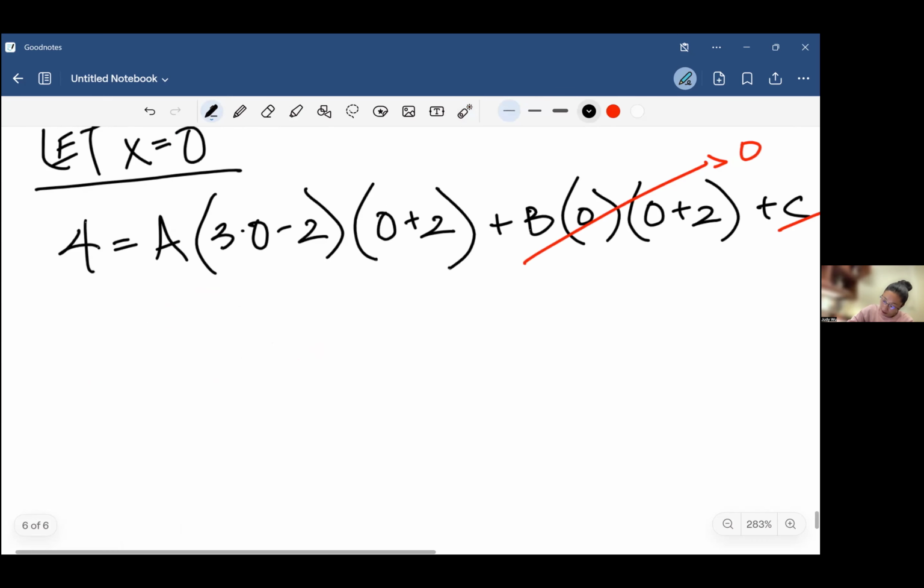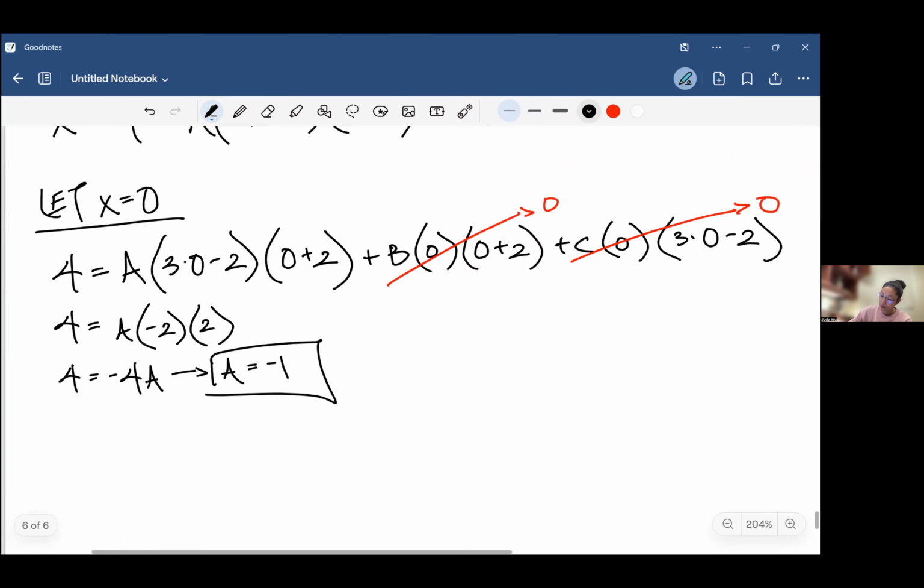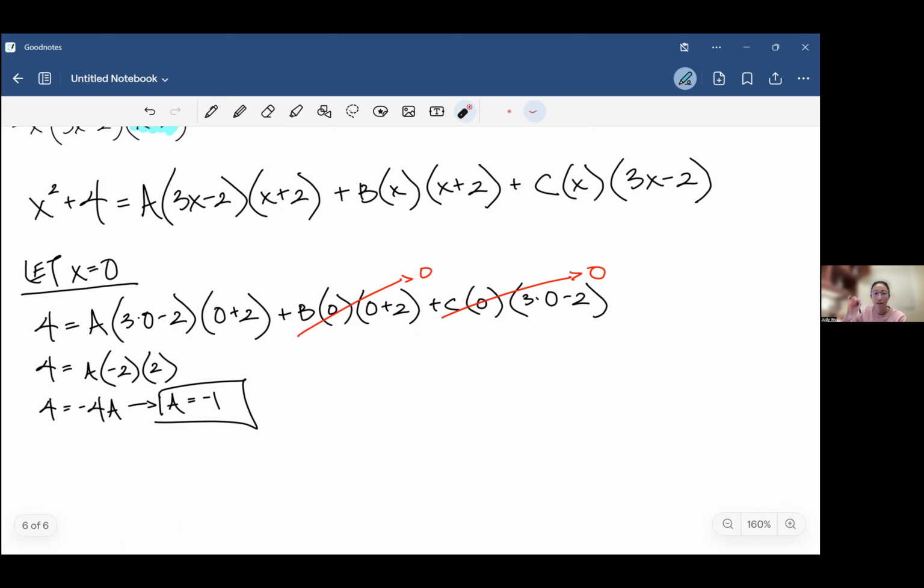All right, let's find a. 4 equals a times negative 2 times 2, which means 4 equals negative 4a, and a equals negative 1. Okay, so we've got our a value. Now let's think about a clever number to choose to find b and to find c.